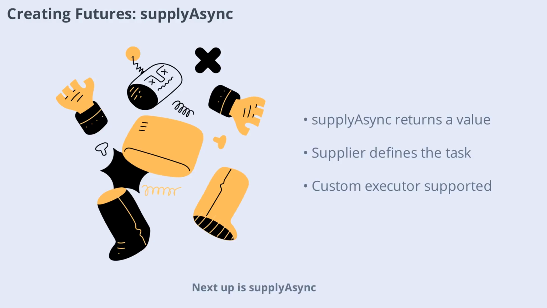Next up is supplyAsync. This method is used when you want your asynchronous task to return a value. It takes a supplier as input, which means you can define any computation that produces a result. The returned CompletableFuture holds the result, and you can retrieve it later using the get method.